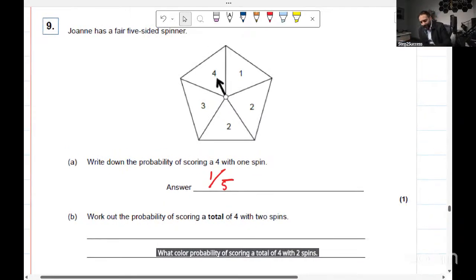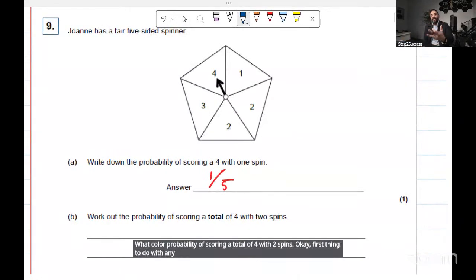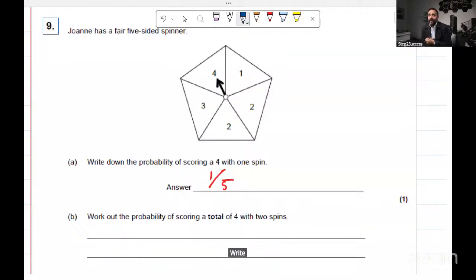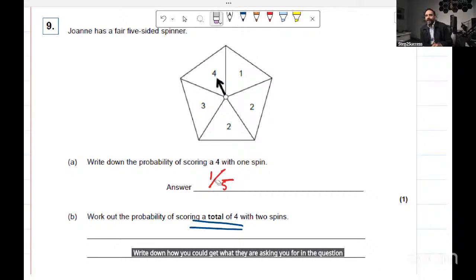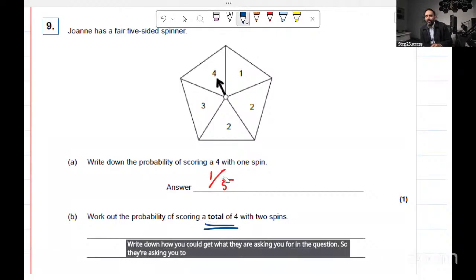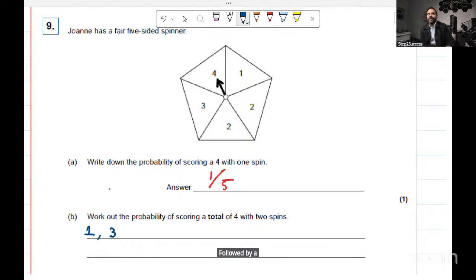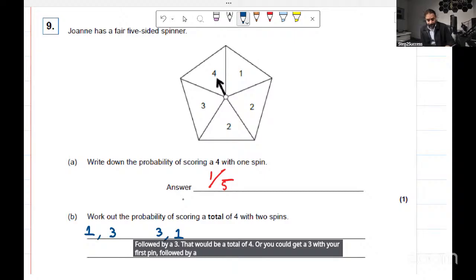Okay. First thing to do with any probability question that's remotely complicated like this one is write down how you could get what they are asking you for in the question. So they're asking you to get a total of 4. How could you get that with two spins? Well, you could get a 1 with your first spin, followed by a 3. That would be a total of 4. Or you could get a 3 with your first spin, followed by a 1. That's a total of 4.